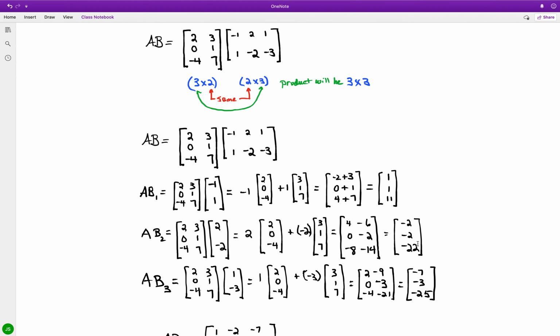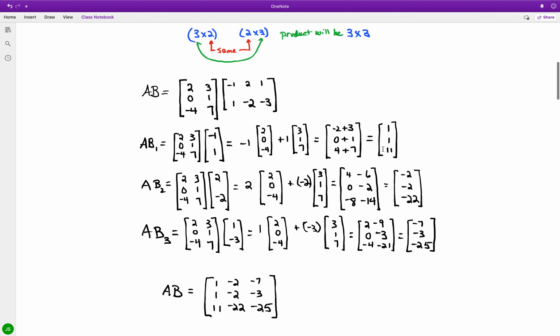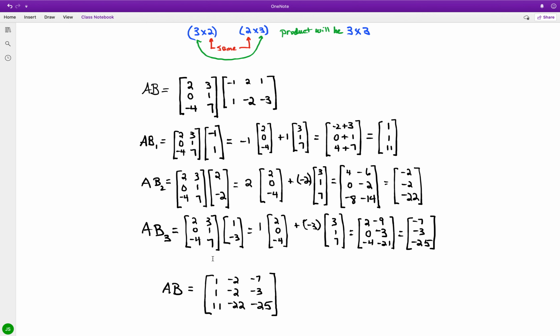With one more column to work with from matrix B, we have A times b3. We have matrix A, same numbers, and the third column from B, which is 1, negative 3. Again, you have 1 times the first column from A plus negative 3 times the second column from A. Combining, the output we have is negative 7, negative 3, and negative 25.